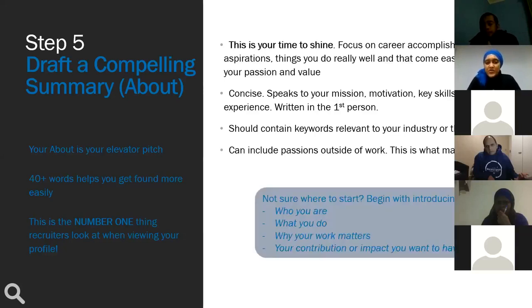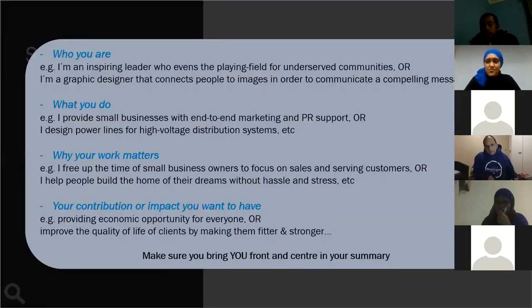So if you don't know where to start, I've got some tips for you as well. Begin with introducing who you are, what you do, why your work matters, so what gap are you filling, and your contribution or impact that you want to have. Now, how does that look in terms of what you're actually going to put down? So in terms of who you are, you might put something like, I'm an inspiring leader who evens the playing field for underserved communities. Or I'm a graphic designer that connects people to images in order to communicate a compelling message.